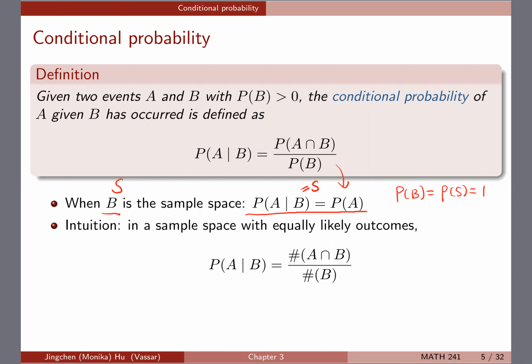The intuition for conditional probability is that when we have a sample space with equally likely outcomes, then to get the conditional probability of A given B occurs, we just count how many outcomes there are for A and B happening at the same time. We also count how many outcomes are in the sample space B, and then we take the ratio, which gives us the conditional probability.